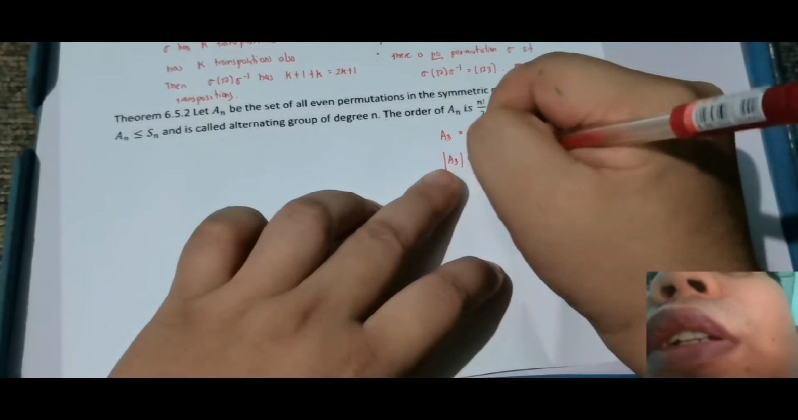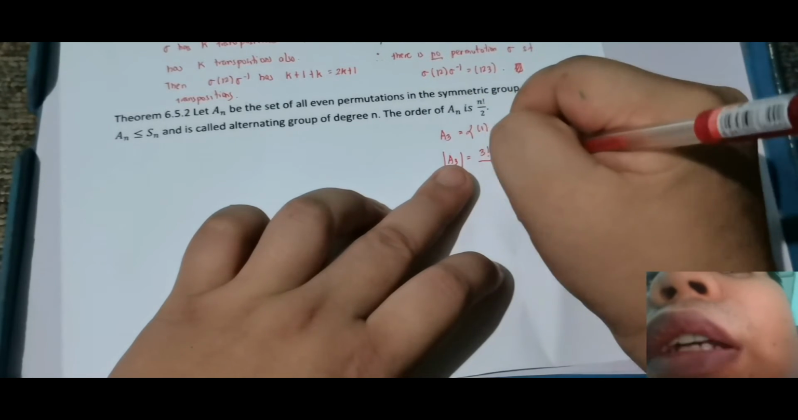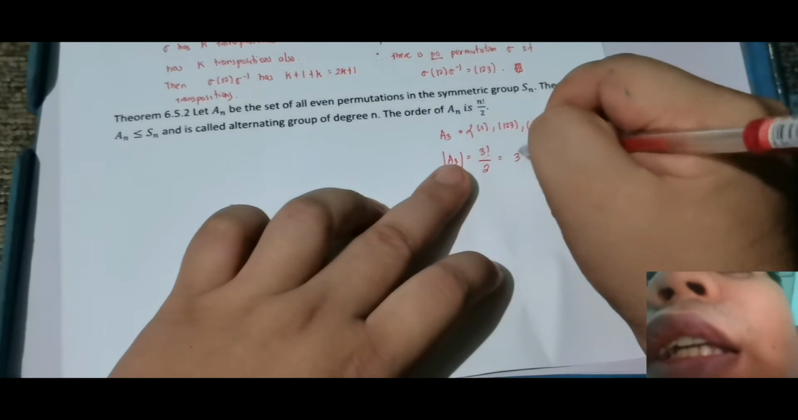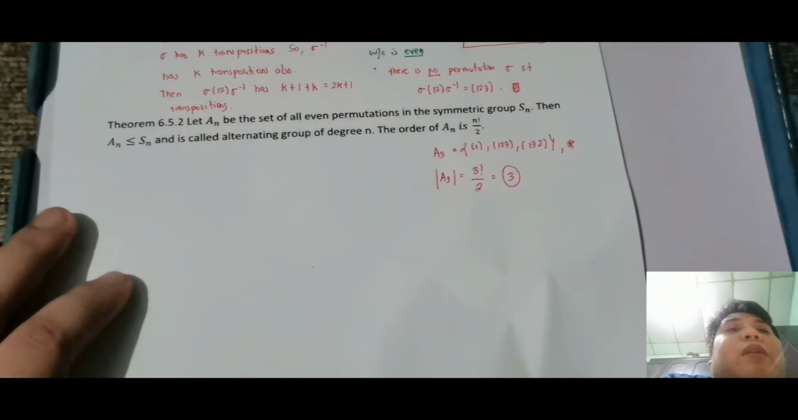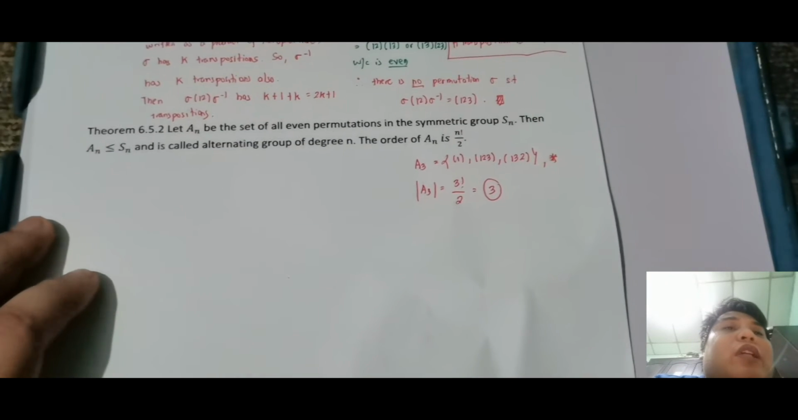So ang order nito is just equal sa 3 factorial over 2, which is equal sa 3. So tama naman, tatlo yung order niya, element niya. Okay, so ganun mag-determine ng A sub n or alternating group.